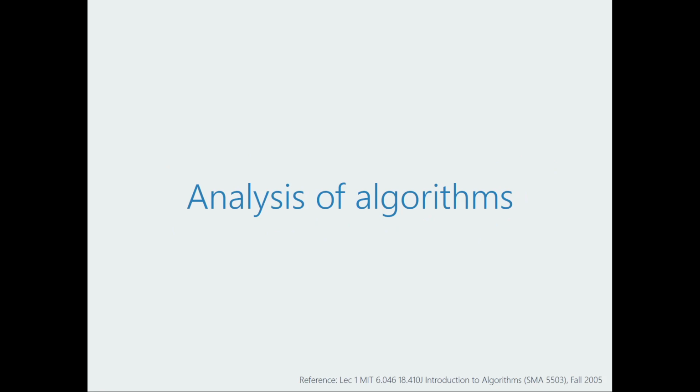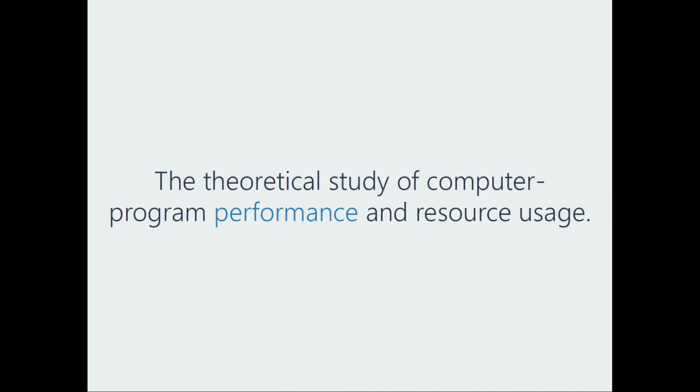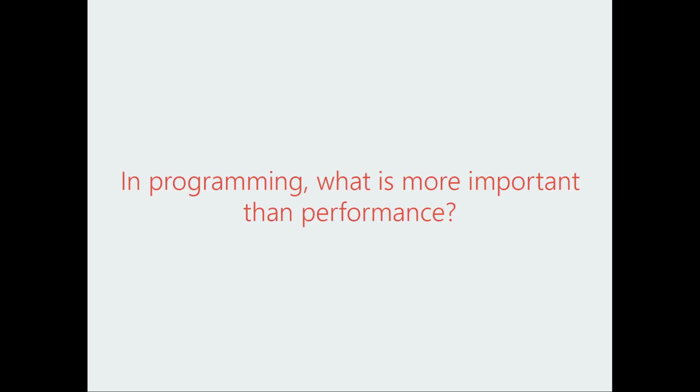Analysis of algorithms. Let's define what that means. The analysis of algorithms is the theoretical study of computer program performance and resource usage. In programming, what is more important than performance? So when you create software, what are some things that you value more? Think about this. Let's say that you have taken a project in Computer Science 128. You created software. What are those things that are more important to you than performance?